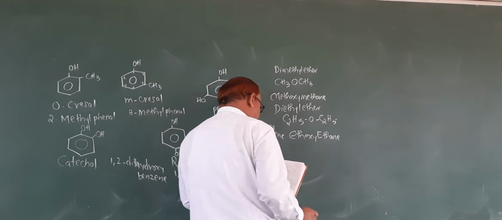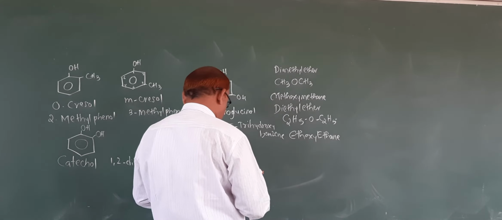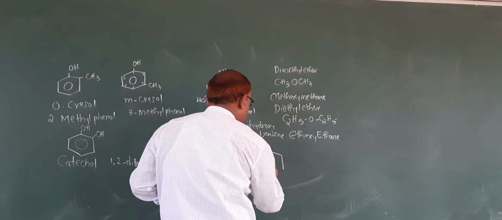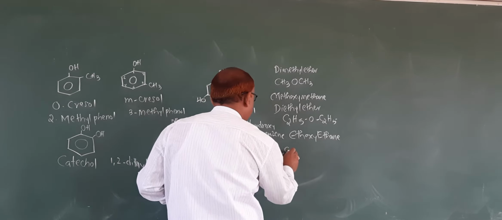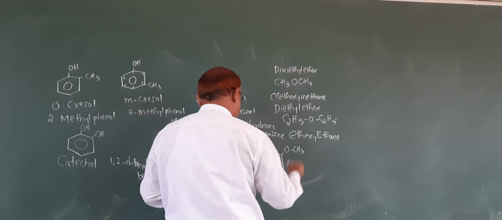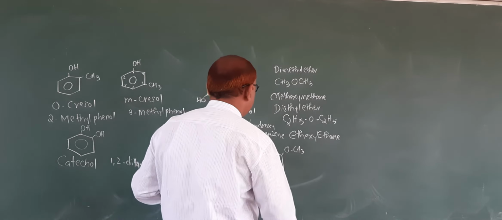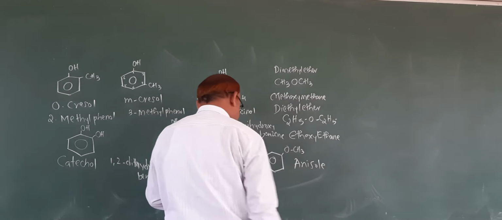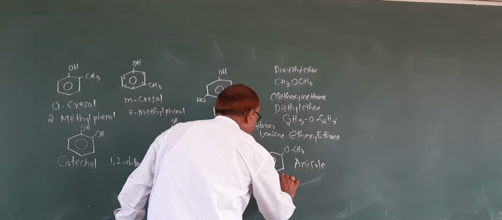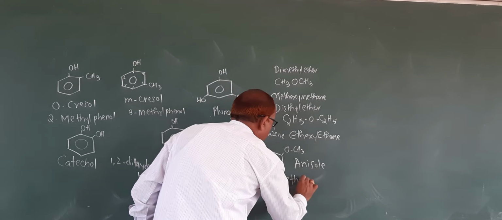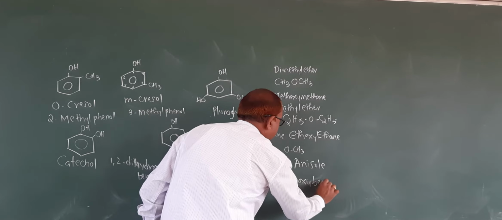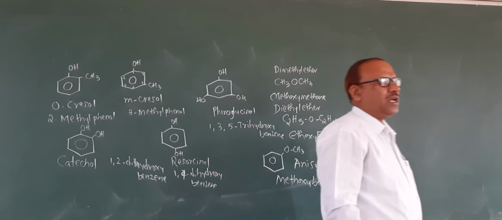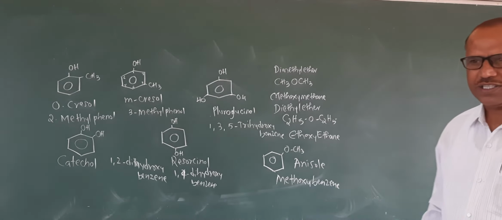Ethoxyethane is the IUPAC name. If you have oxygen attached to the benzene ring along with a methyl group, it is called anisole in general. Its IUPAC name must be methoxybenzene. Clear?